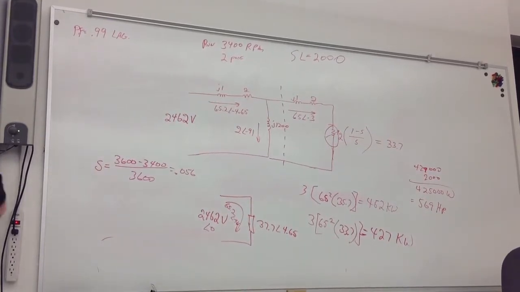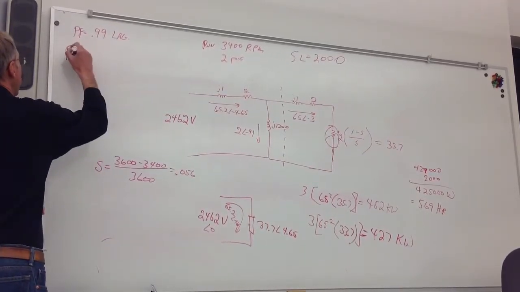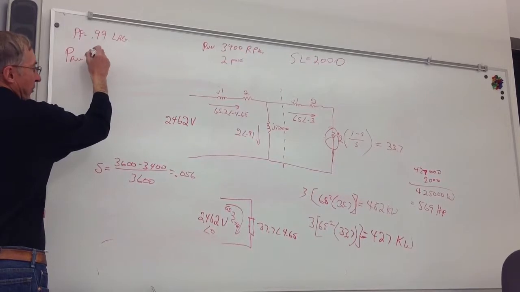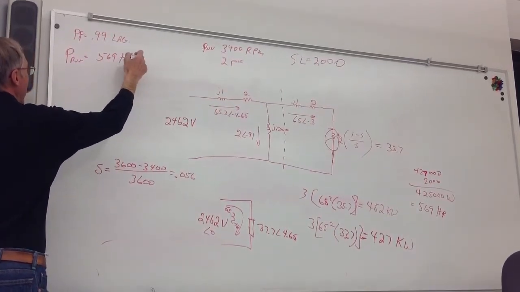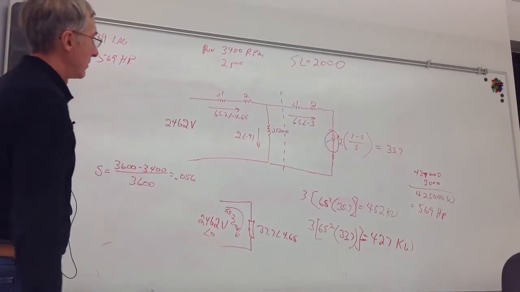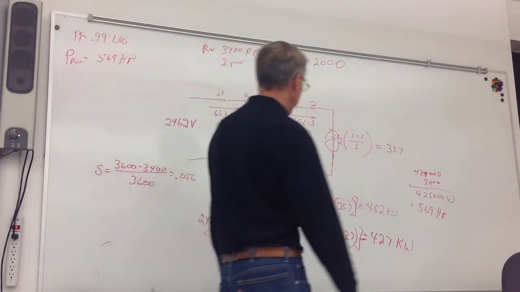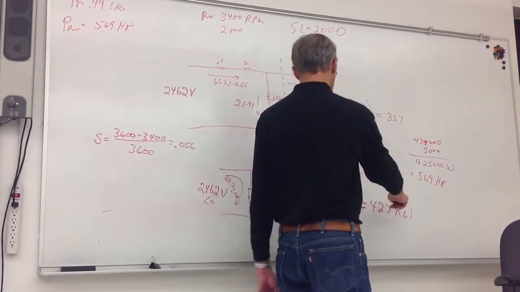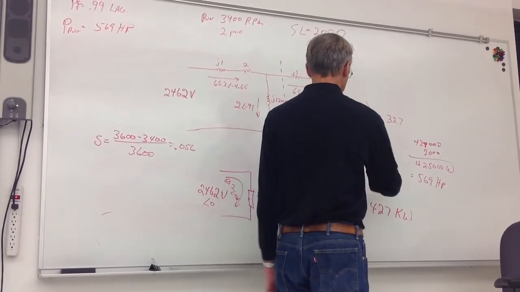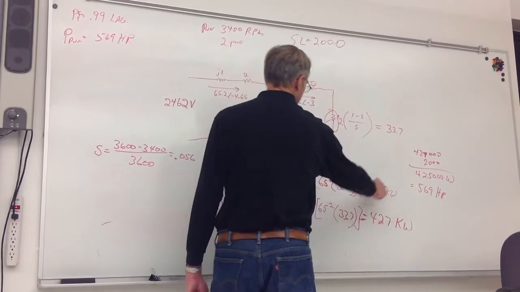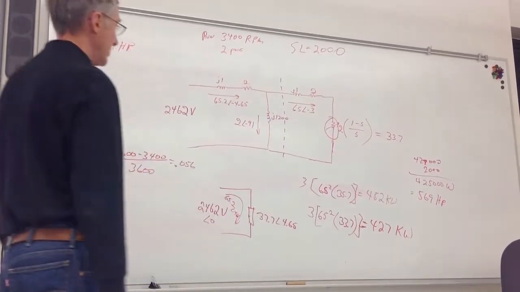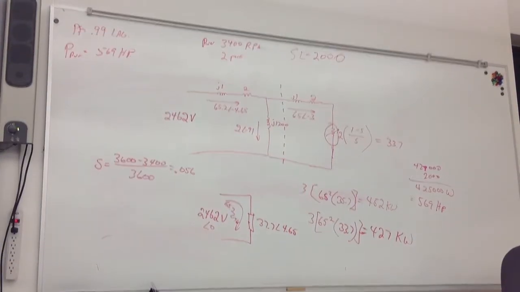Okay, so when this thing is running, the power it puts out is 569 horsepower. Developed power in horsepower would be 427, so it's about the same. Power across the air gap is 452,000 divided by 746.